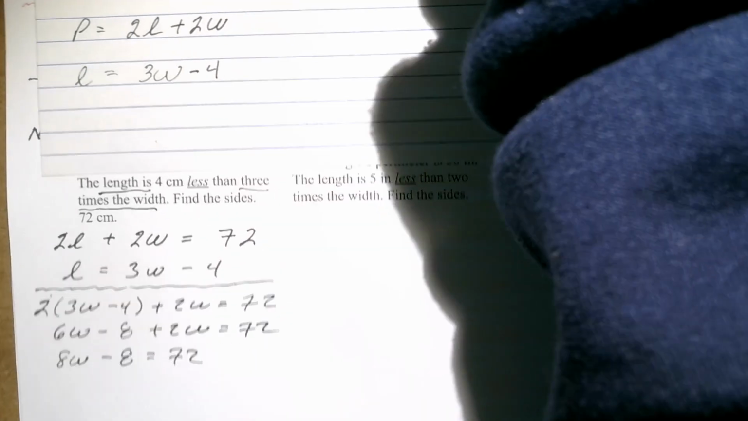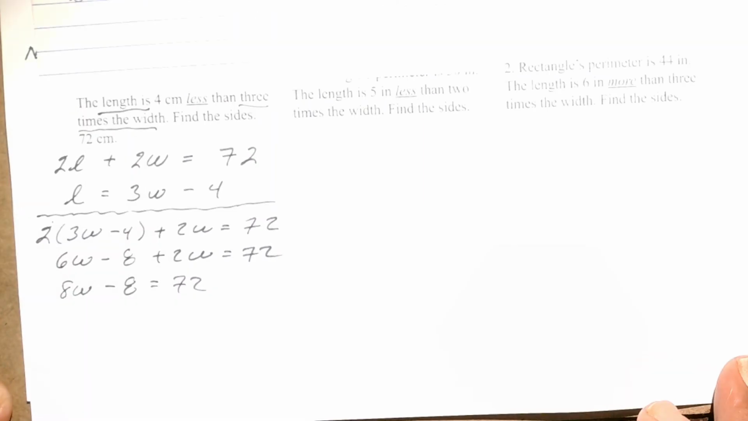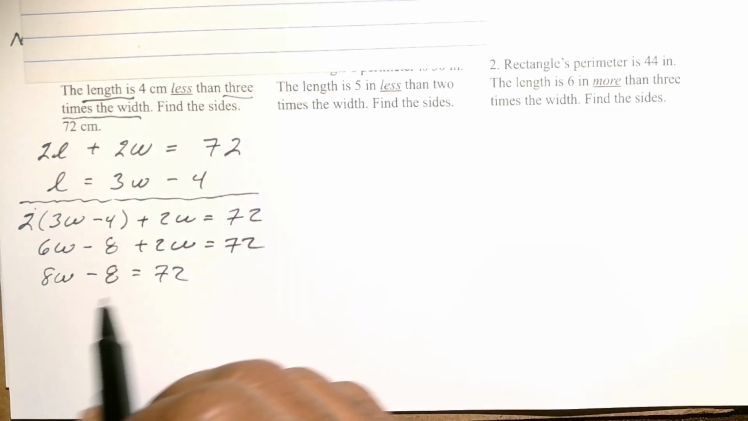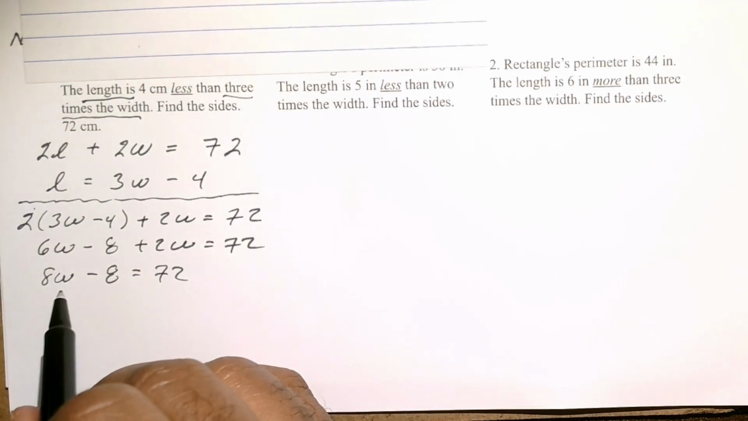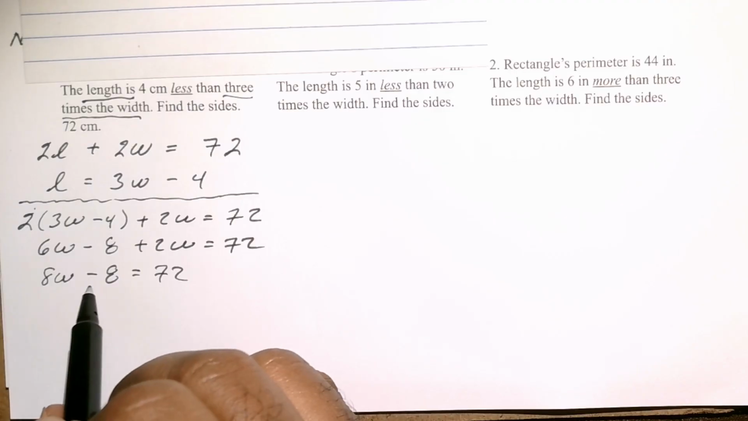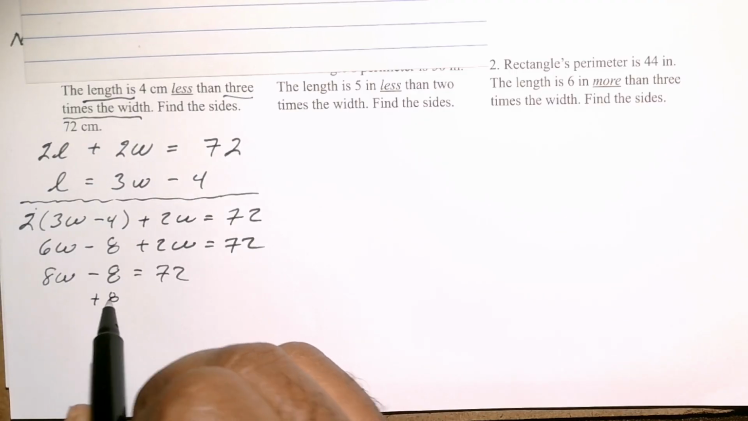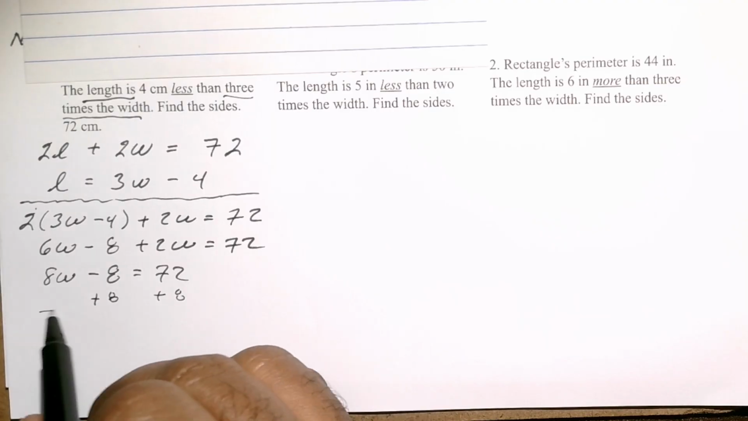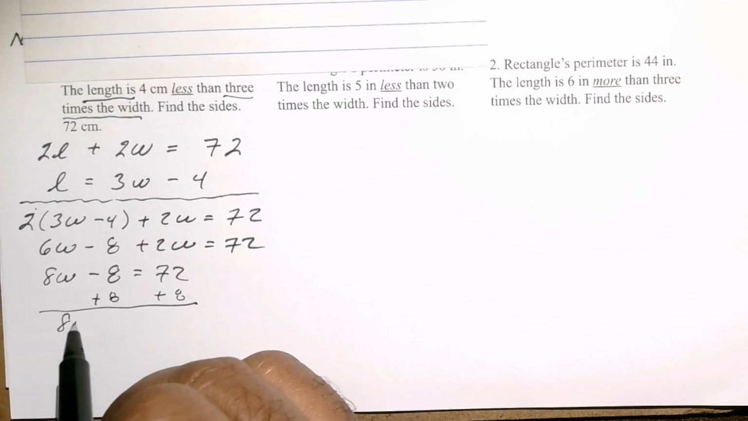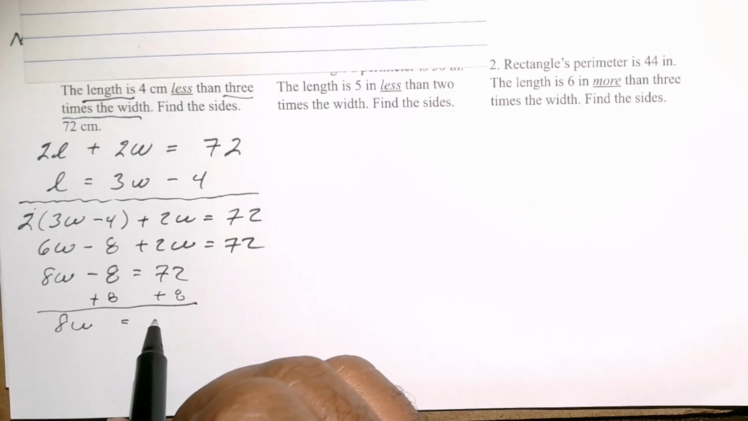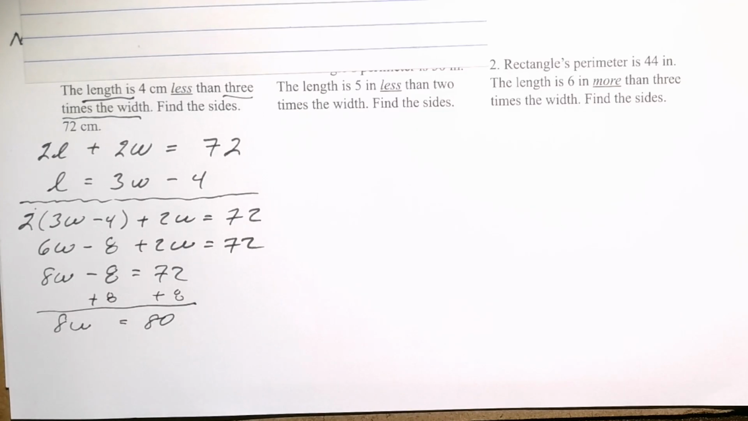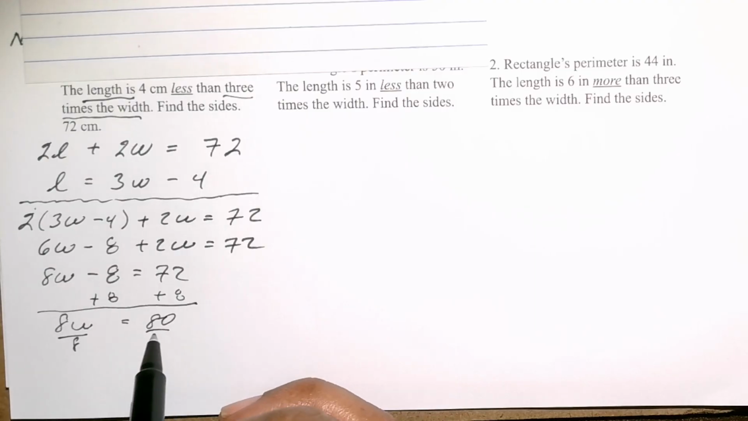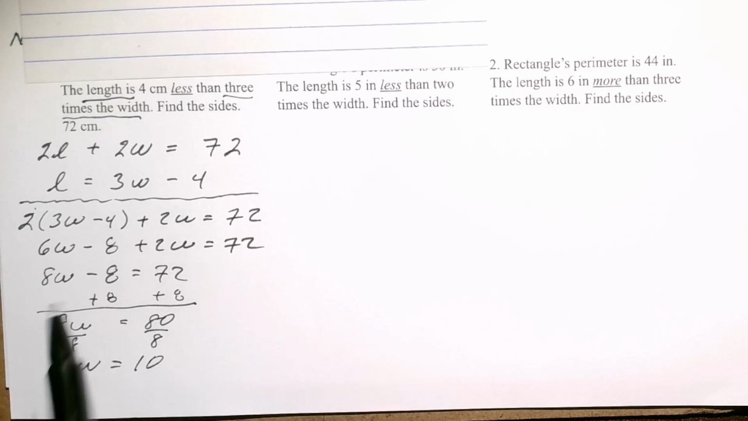Okay, let's raise that a bit. Alright, now I'm going to isolate my W by adding 8 to both sides here. And this will give me 8W equals 80. And here I'll divide both sides by 8 to get my 1W. And 80 divided by 8 is 10. So my width is 10.